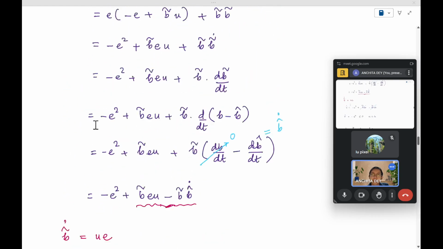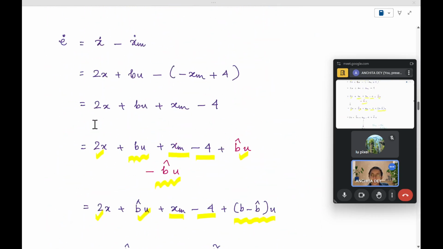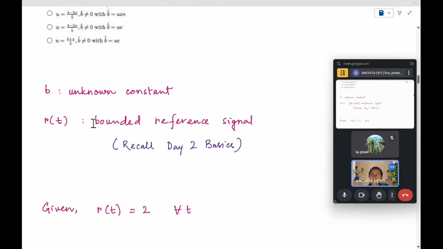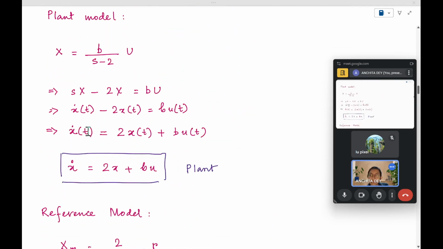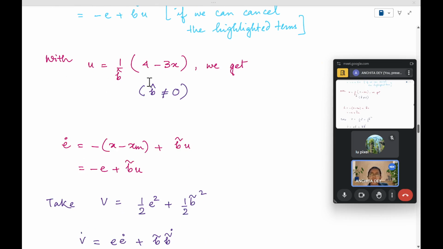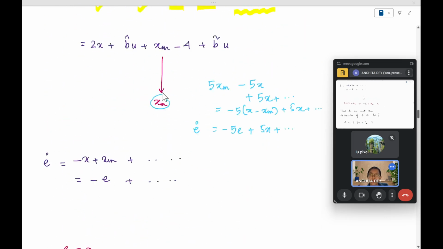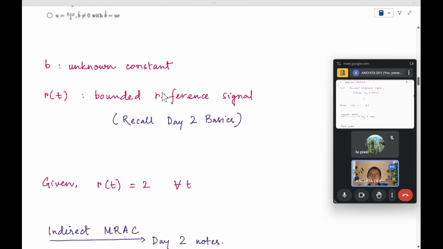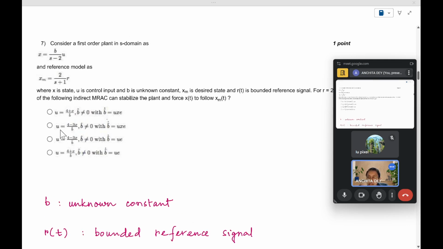So if we look into the options, I think it was one of the options. Yeah, what was our u? In this case, we took u to be 1 by b hat into 4 minus 3x. We get u to be 1 by b hat into 4 minus 3x, with b hat not equal to 0 and with b hat dot equal to u into e, right? b hat dot is equal to u e. So this turns out to be one of the correct options.